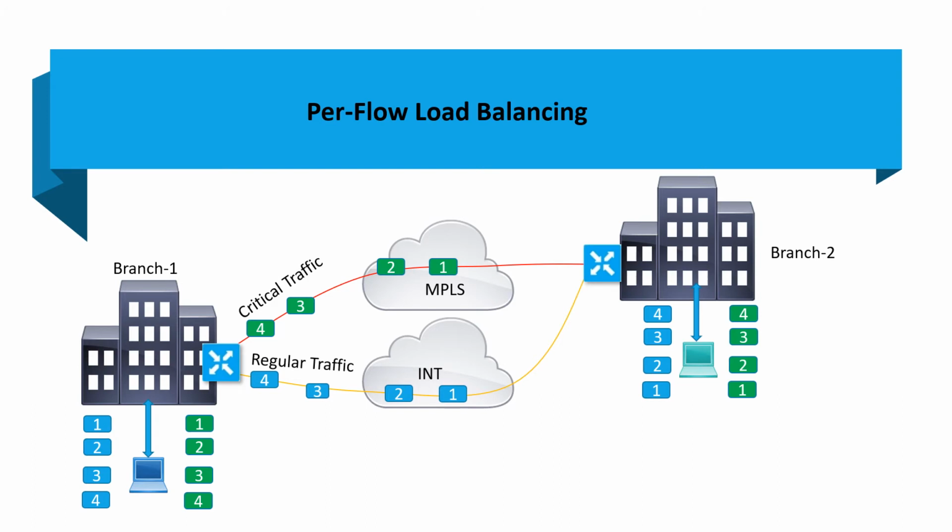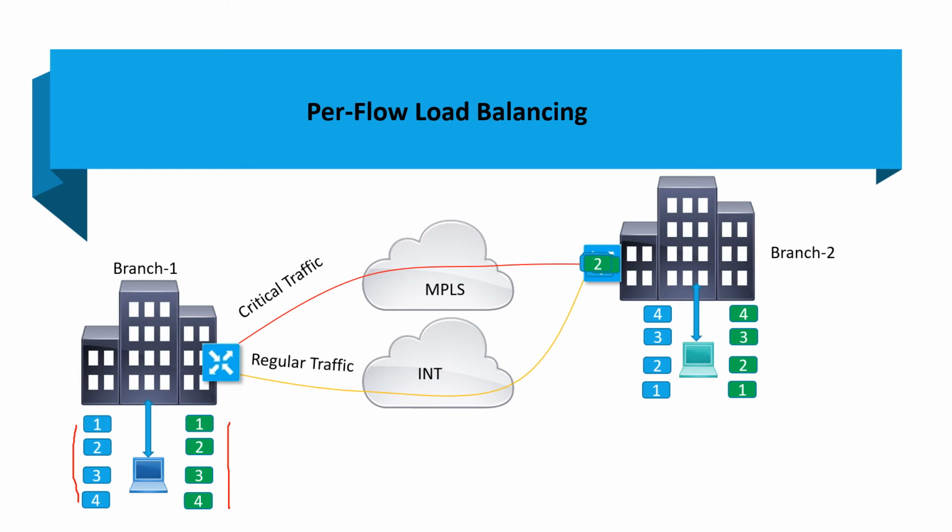This is a per flow load balancer. I have a machine which is communicating with my branch, and these are two different applications. My first application's TCP flow looks like this, and my second application's TCP flow looks like this. Let's look at the animation here. My first packet reaches the remote branch over MPLS. My second packet, third packet, fourth packet. So my first flow goes over MPLS, and my second flow goes over the internet.